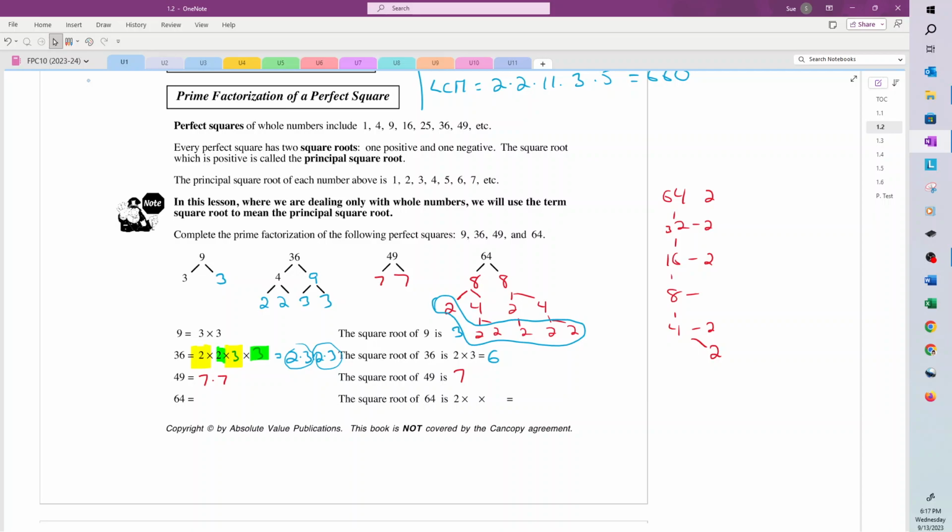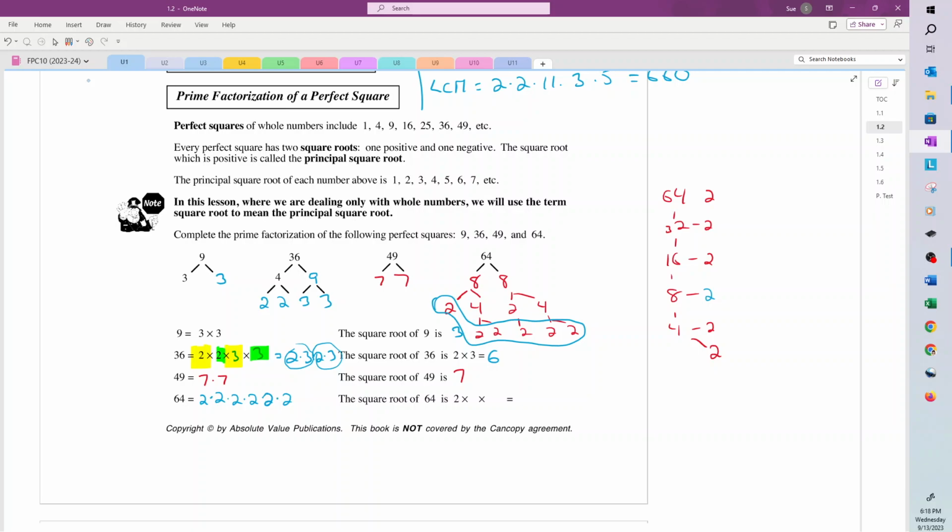Anyway, the square root of 64, so 64 equals 2 times 2. Somehow I lost a 2 that was there. Oh, I hate it when the computer does that. Times 2 times 2 times 2 times 2. There's 6 of them, right? 1, 2, 3, 4, 5, 6.